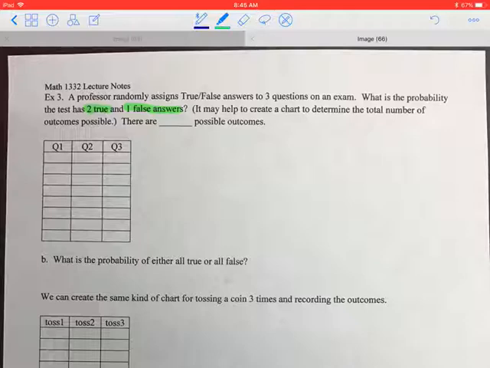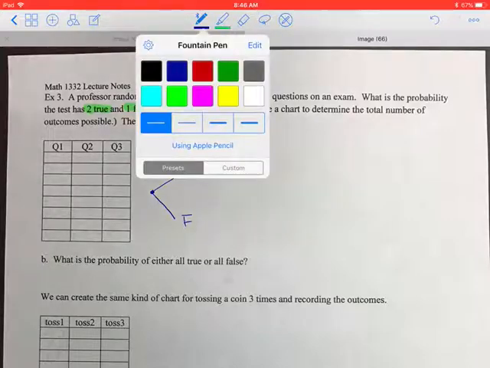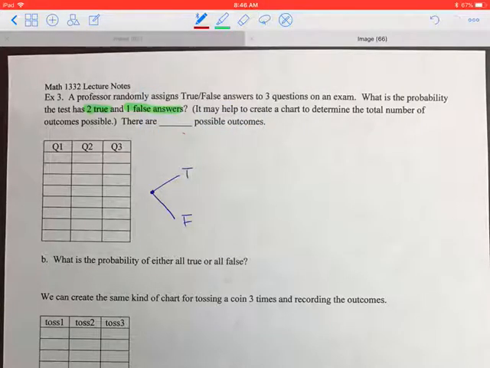So what we're going to do first is build the sample space, which is all the possible outcomes. Sometimes on these, when there's multiple items, it's good to make what's called a tree diagram. So I'm going to build this over to the side. I'm going to think about the first question. The first question can have 2 possible answers. It can be either true or false. All right, so this is going to be question number 1 right here.